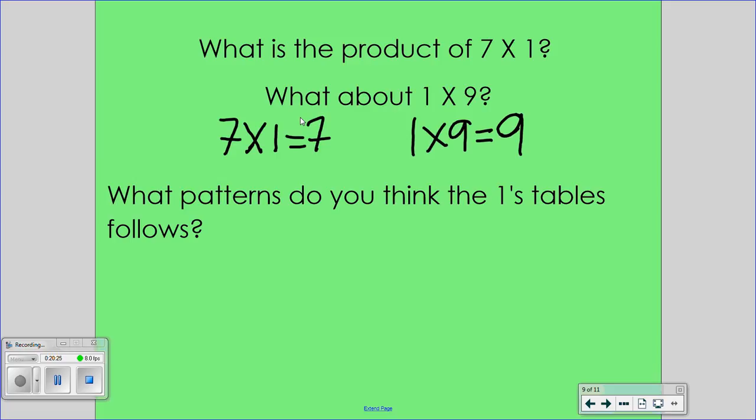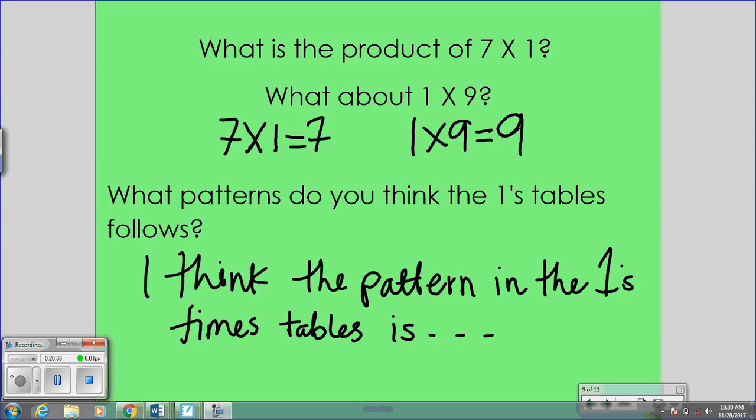What patterns do you think the 1 times table follows? I want you to write that down. I think the pattern of the 1's times table is, and you'll finish this. Susie, what are you thinking? I think the pattern in the ones is there's only one group of the number. Okay, beautiful. There's only going to be one group of that number, depending on the order. Because if we look at 7 times 1, there's going to be 7 groups. But 1 times 7 is 1 group of 7.